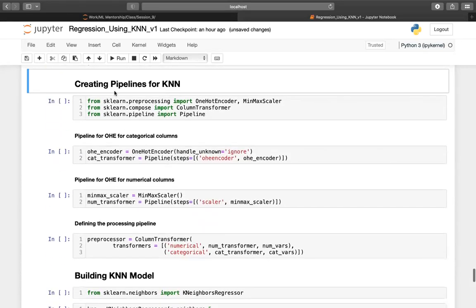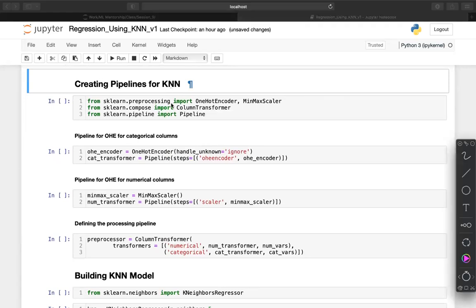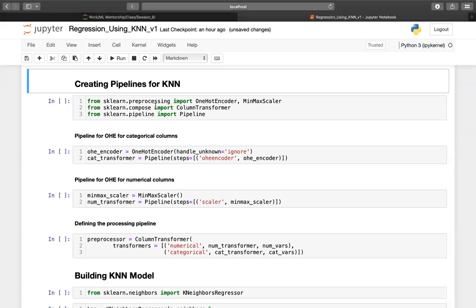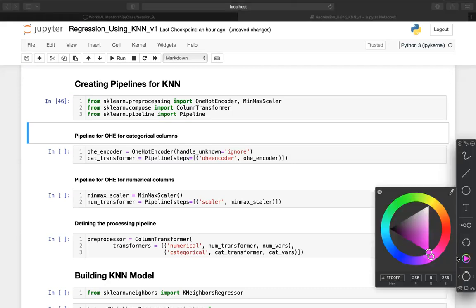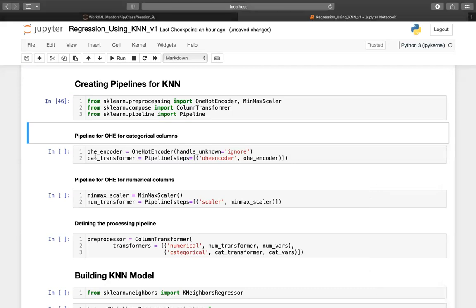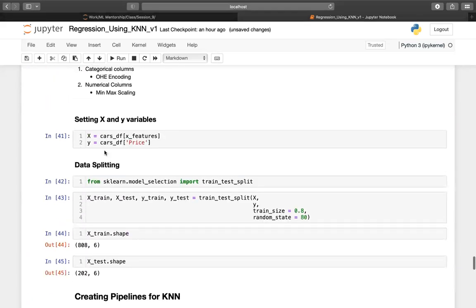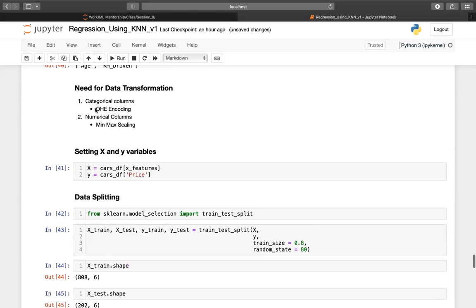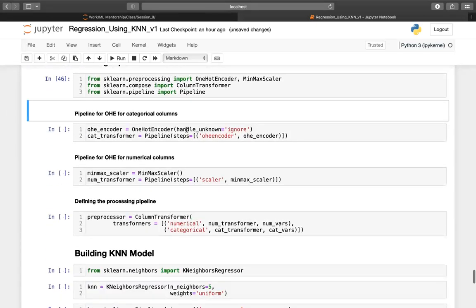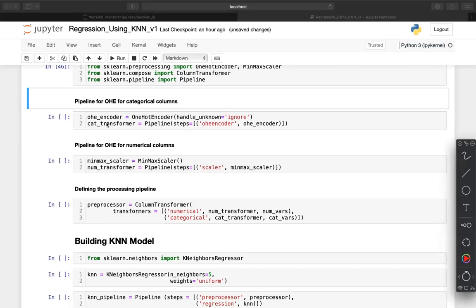Now the most important part: we're going to create a pipeline for KNN. Remember we created a pipeline for linear regression. I'll create a pipeline for the KNN. So we'll import all the required functions here. In this case, we'll create 2 pipelines, one for encoding categorical features using one-hot encoding, and one for converting all the numerical features using min-max scaling.